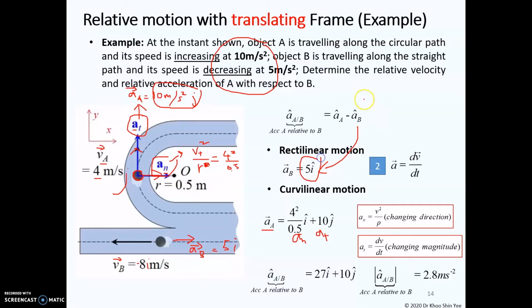Substitute aB into this formula and substitute the acceleration at object A into this formula, then you can compute the relative acceleration to be this answer, and you can proceed to find the magnitude to be this answer.